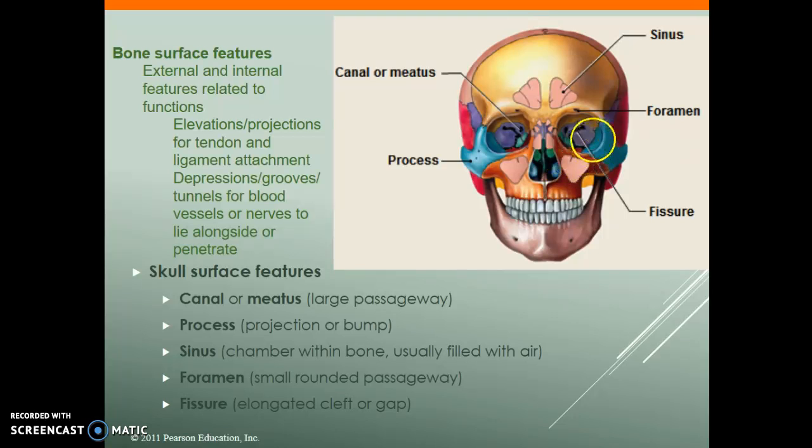Foramen are very small holes. Well, they could be large holes. Foramen are holes in the bone. You can see two of these in the chin. These will be the mental foramina, and you'll have nerves that travel through those holes in the bone. A fissure is an elongated cleft or gap, and if you look in the orbit of the eye, you can see a fissure here where the optic nerve is going to travel.